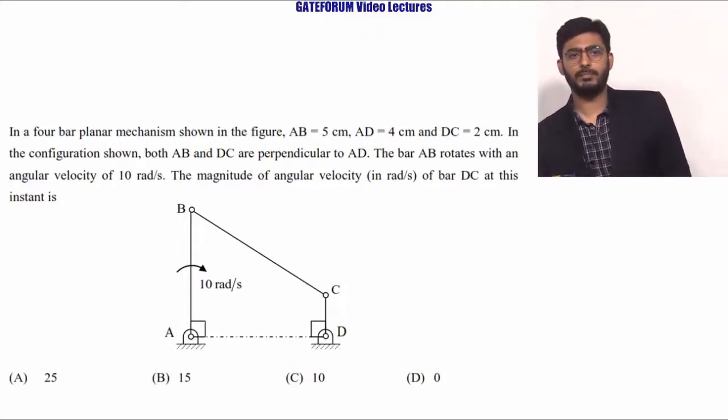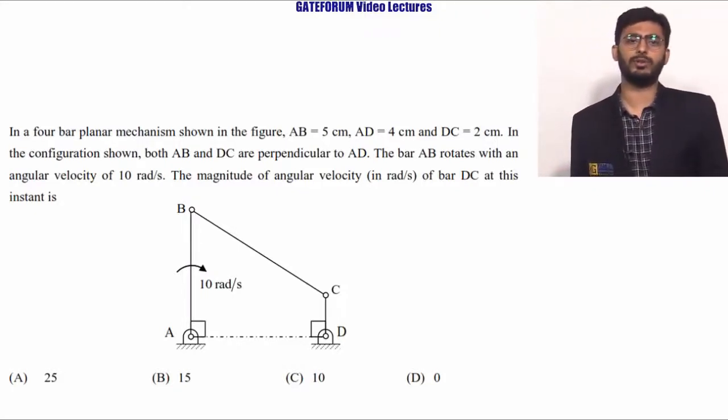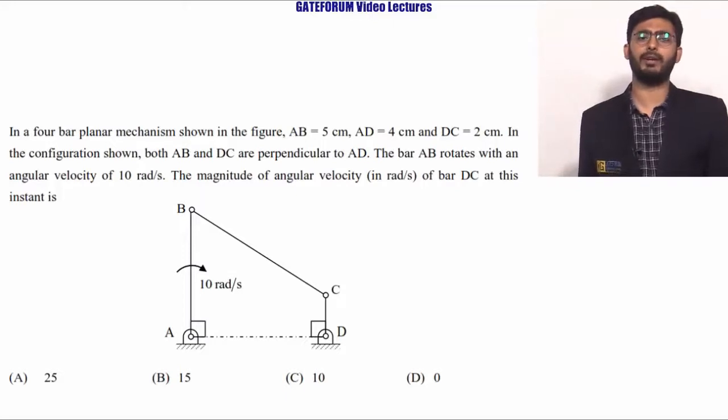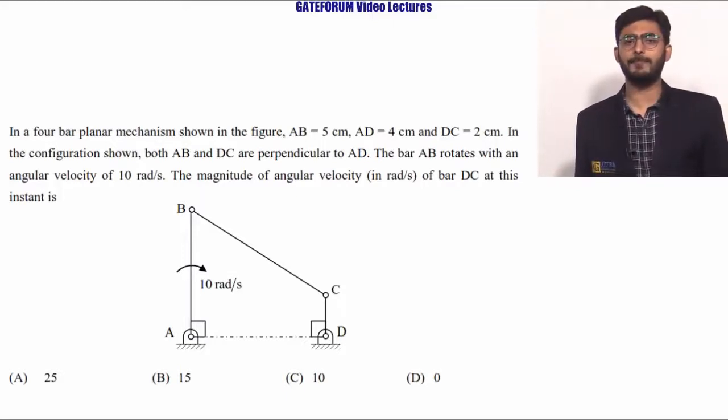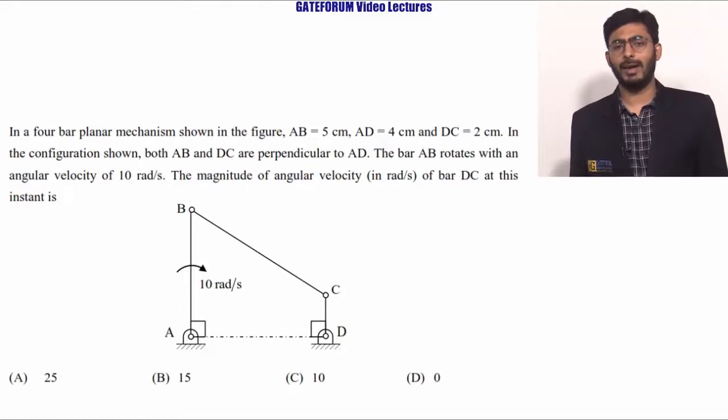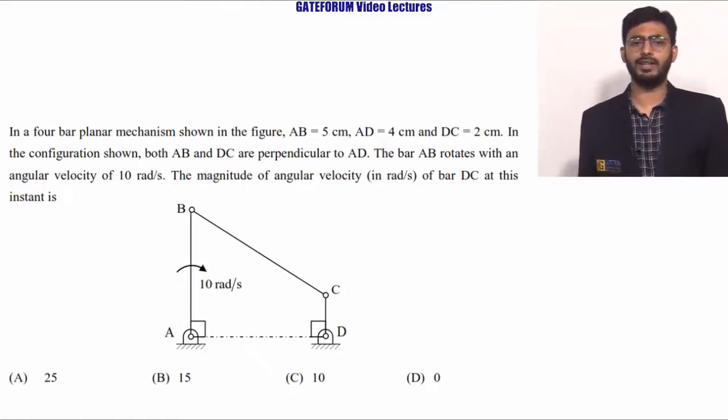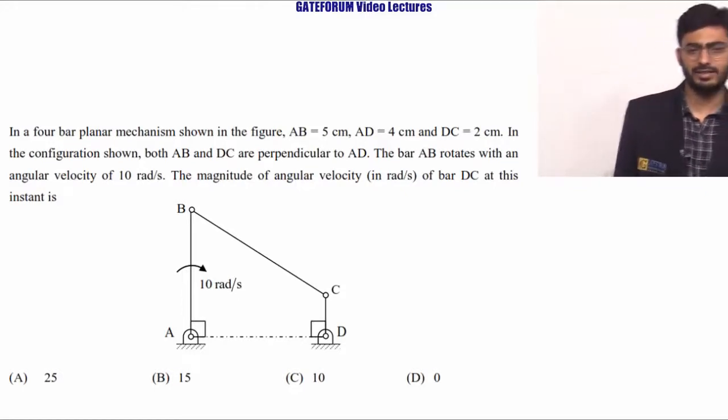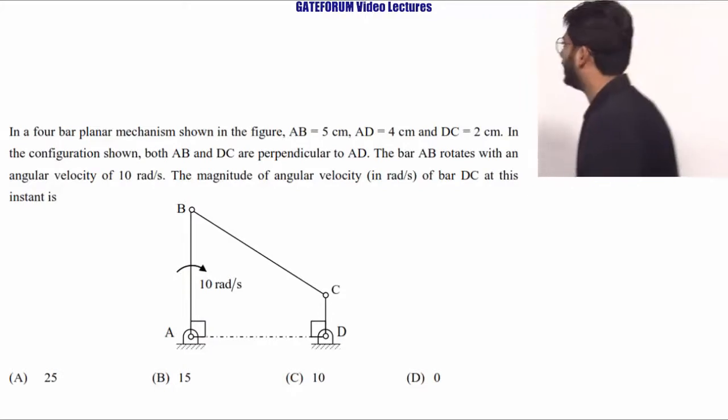In the configuration shown, both AB and DC are perpendicular to AD, and the bar AB rotates with an angular velocity of 10 radians per second. The magnitude of angular velocity of bar DC is dash at this instant.